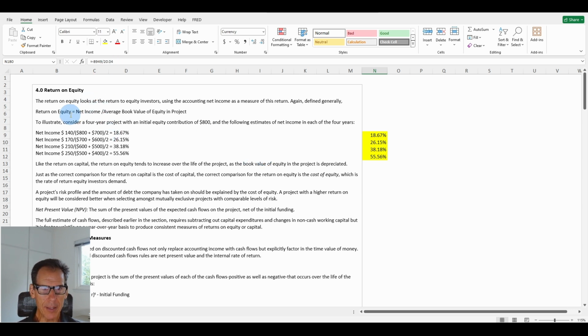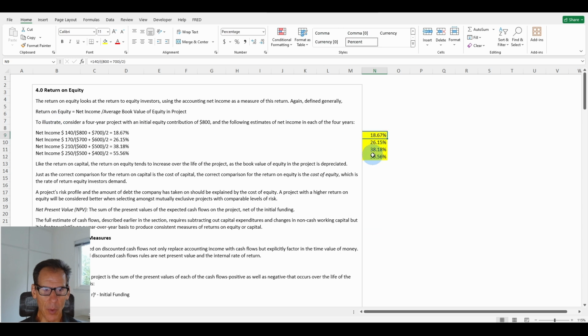Return on equity looks at the return to equity investors using the accounting net income as a measure of this return. Again, defined generally, return on equity equals net income divided by average book value of equity in a project. To illustrate, consider a 4-year project with an initial equity contribution of $800 and then the following estimates of net income in each of the 4 years. Here, all we're going to do is a simple calculation.